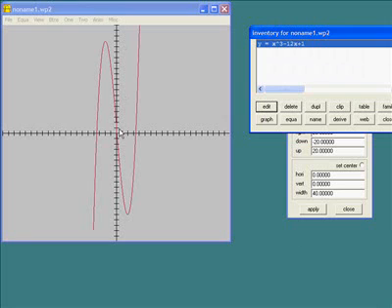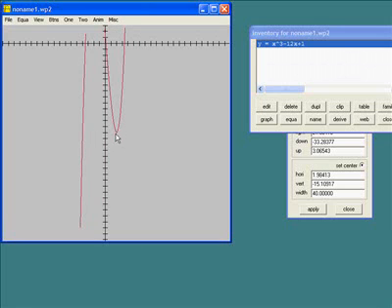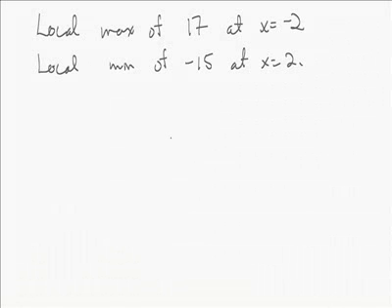So we would say we had a local max of, counting up, looks like 17. If f of negative 2 is 17, which I think it's going to be, that's negative 8 plus 24, 16 plus 1, yeah. So we have a local max of 17, and it occurs at x equals negative 2. We have a local min of whatever this point is here. It's like negative 15, maybe. Well, I can't see what it is. Yeah, negative 15, that occurs at x equals 2. So we could state our conclusion like that.